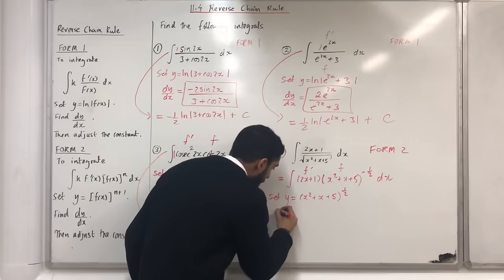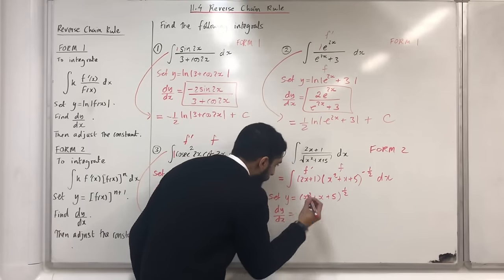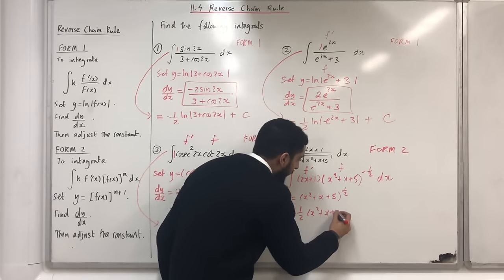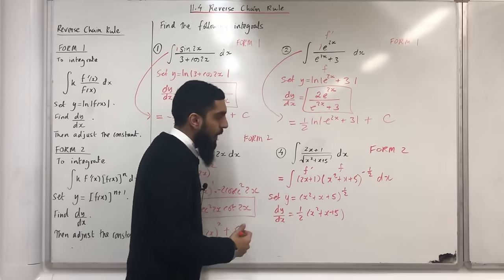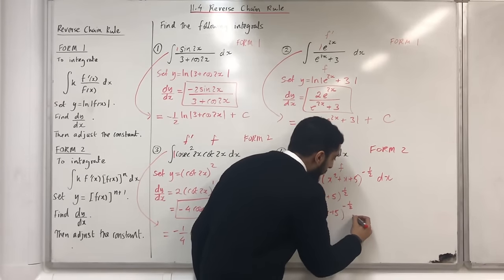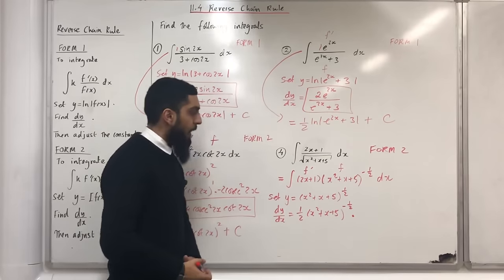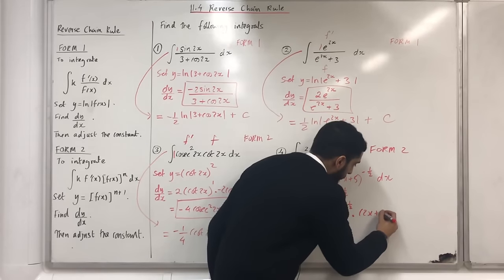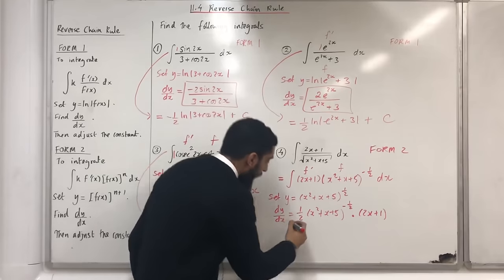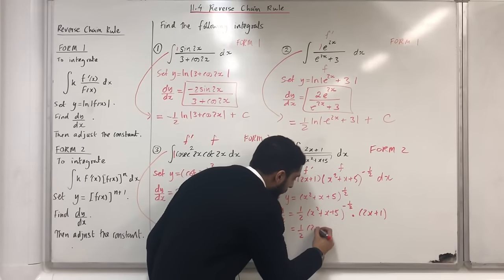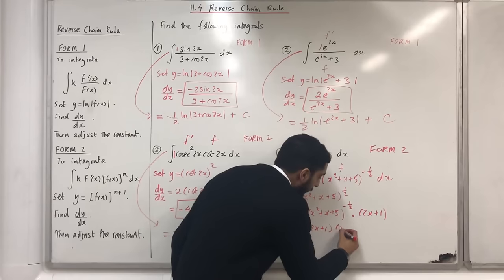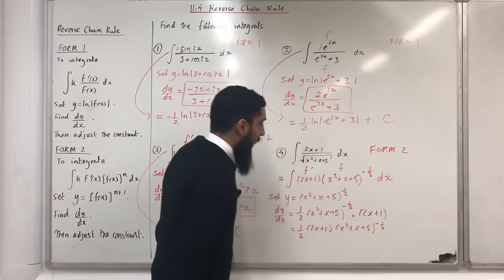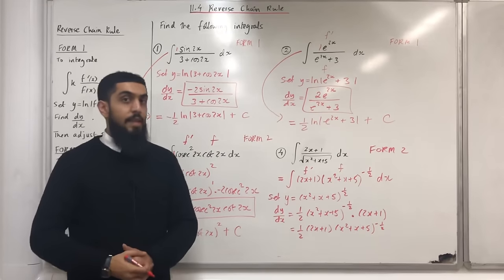So dy over dx is equal to, bring down the power 1/2, x squared plus x plus 5 in brackets to the power 1/2 minus 1, which is minus 1/2, multiplied by the derivative of x squared plus x plus 5, which is 2x plus 1. I can put this together and write 1/2 in bracket 2x plus 1 in bracket x squared plus x plus 5 to the power minus 1/2. My next step is to put a rectangle around my dy over dx.